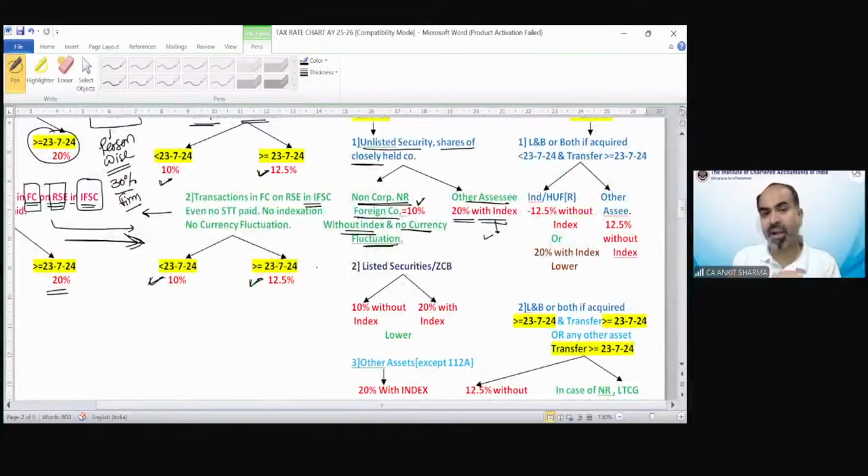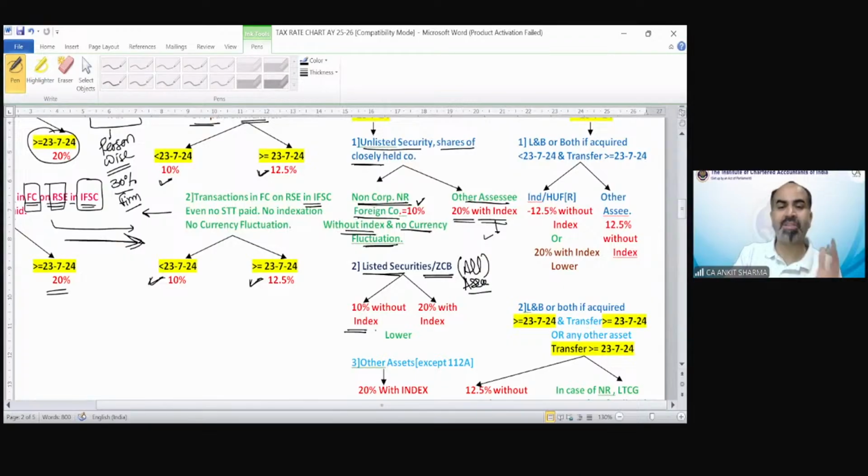Now, the second point, suppose this asset is a listed security or zero coupon bond. If the asset you are transferring is a listed security or zero coupon bond, the rate of tax is the same for all assets.